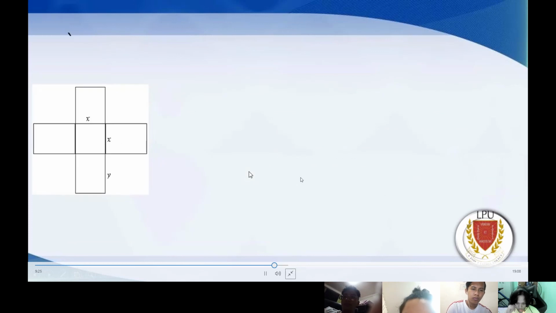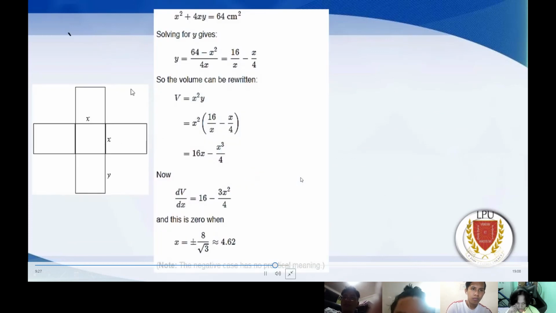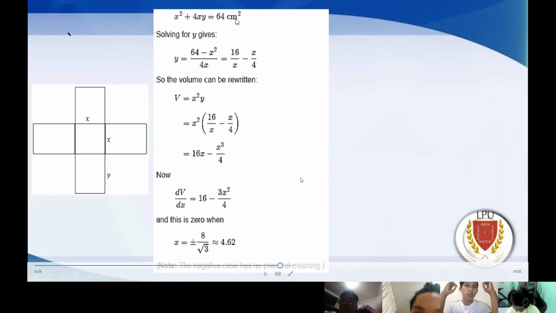You have 4 x's. So with that, I have here x squared, or 4x if that's what you want, plus 4xy. Again, this is my xy, and I have 1, 2, 3, 4. With that, I am equating it to 64 centimeters squared, and that is given in the problem. So solving for y, I have y equal to (64 minus x squared) over 4x, or simply 16 over x minus x over 4.